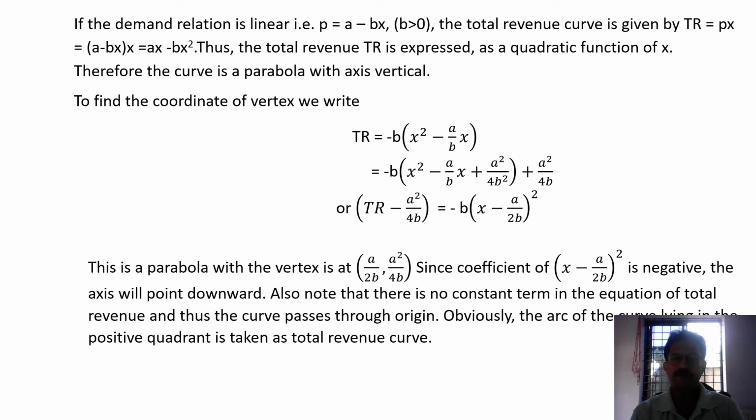Since the coefficient of (x minus a by 2b) square is negative, the axis will point downward. Also note that there is no constant term in the equation of total revenue, and thus the curve passes through the origin. Obviously, the arc of the curve lying in the positive quadrant is taken as the total revenue curve.